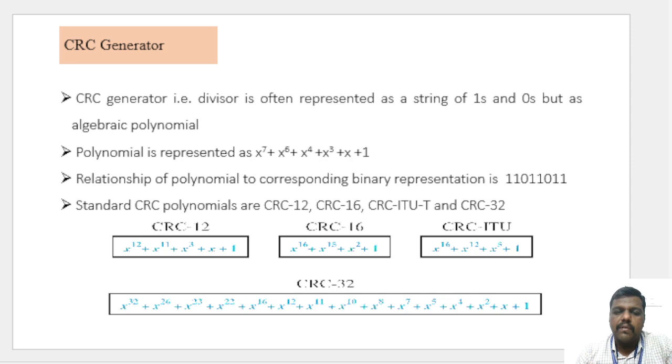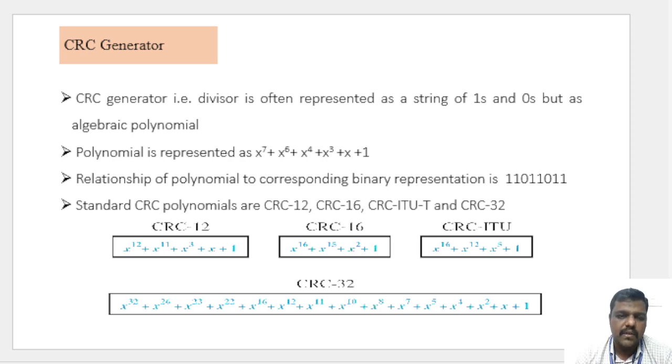And x power 4 again we have 1, x power 3 we have 1, and x power 2 has no value, so we give it 0. For x we give a value of 1, and again plus 1. So like this, if a CRC polynomial is given, we have to take the values like this.